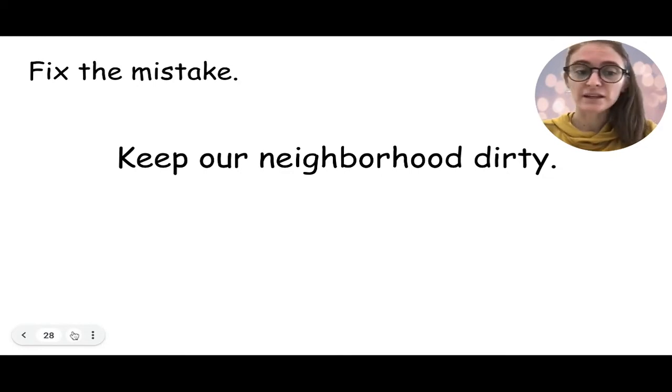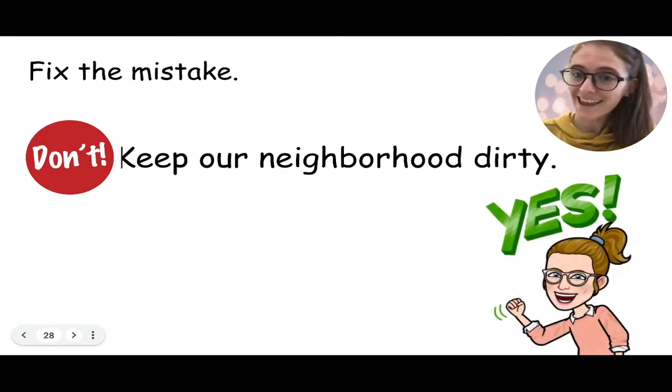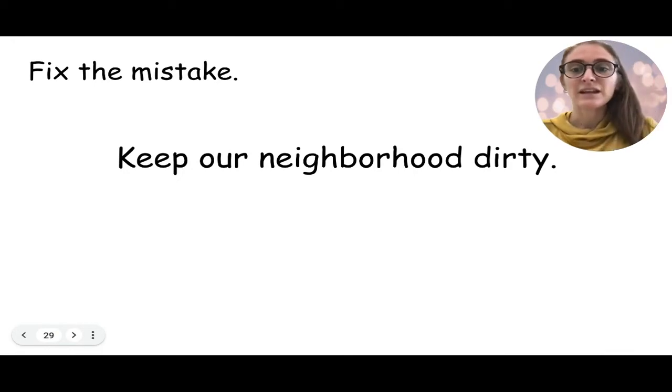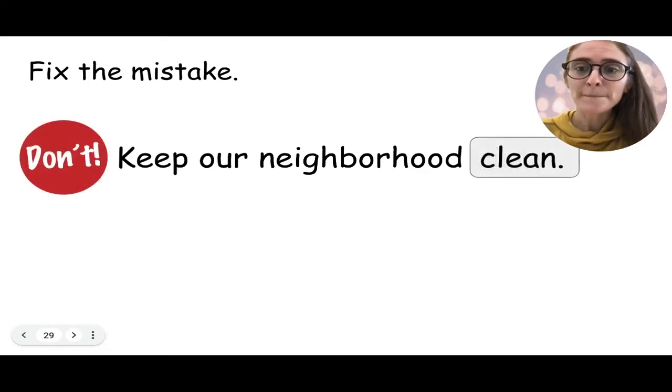The first thing we can do is we can put don't in front. That would make the sentence a negative. Don't keep our neighborhood dirty. Yeah, there you go. Another thing you can do is you can change a word in the sentence. So you can change the adjective dirty. So we can change it to keep our neighborhood clean. And there you go.